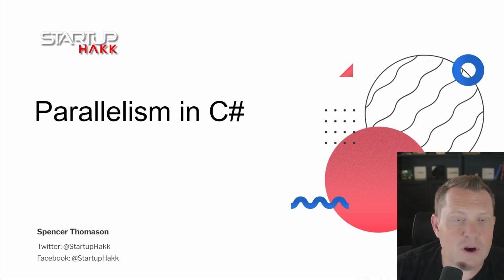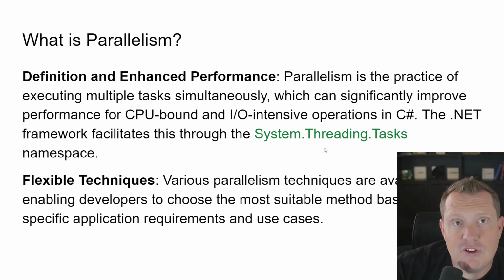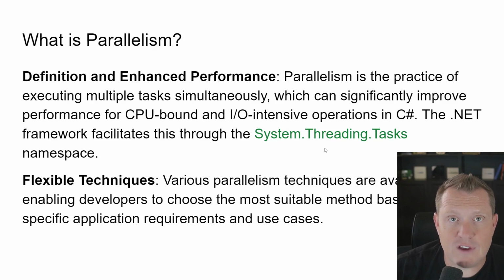So we're going to go through some parallelism here in C#. First, the definition and enhanced performance. Parallelism is the practice of executing multiple tasks simultaneously, which can significantly improve performance for CPU-bound and I/O-intensive operations in C#. The .NET framework facilitates this through the System.Threading.Tasks namespaces.